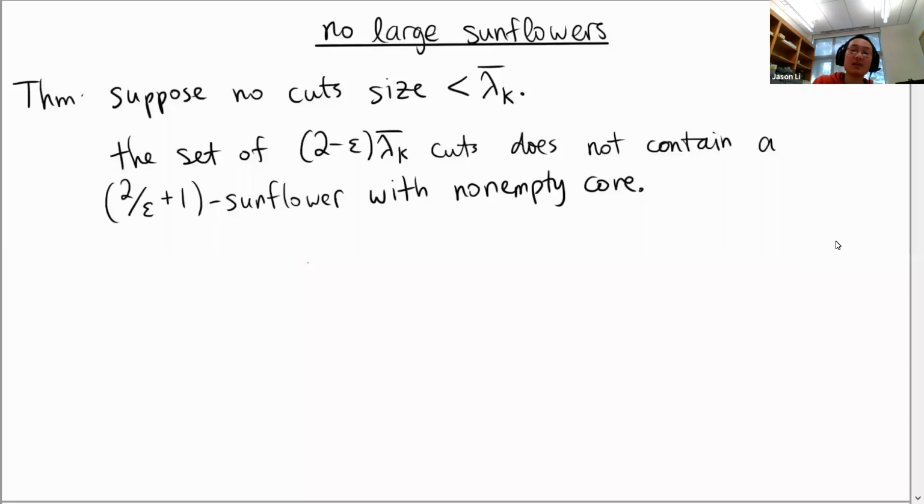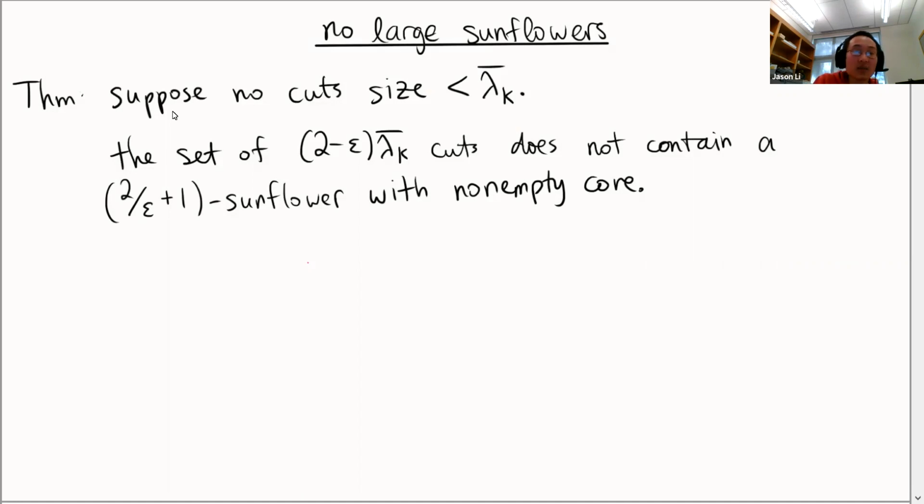Now I want to claim that if we consider the set system of small cuts of the graph, this system cannot have large sunflowers. So that's our connection from sunflowers to the small cuts, the set of small cuts of a graph.